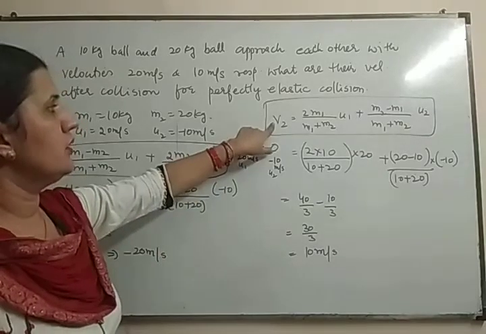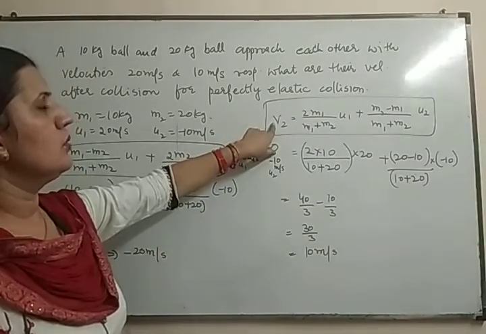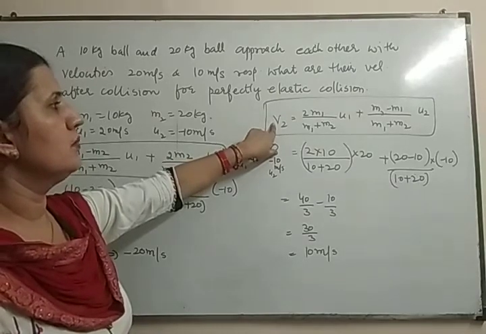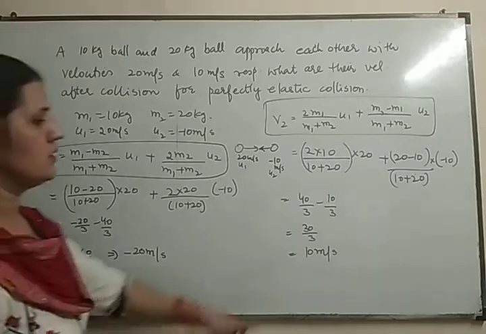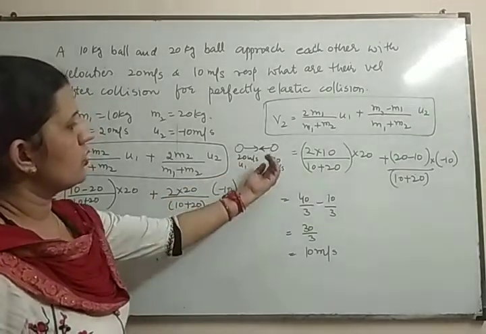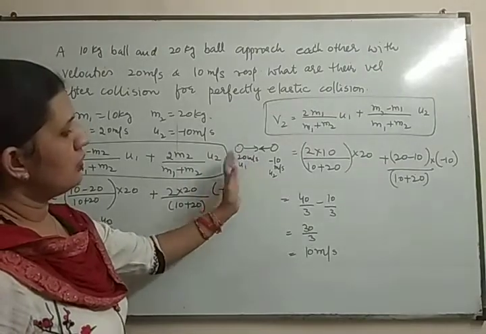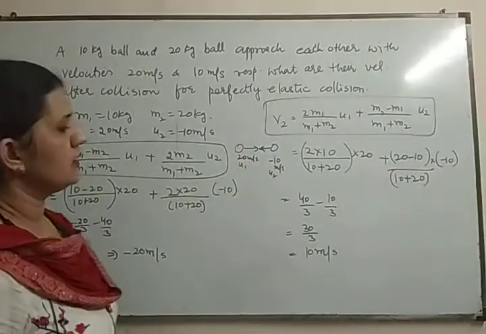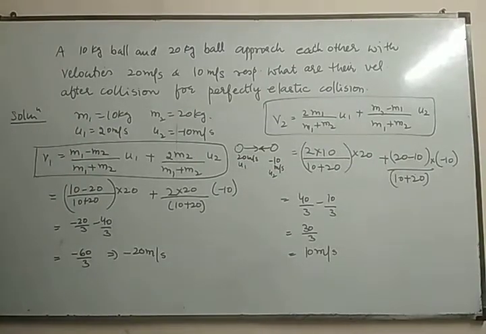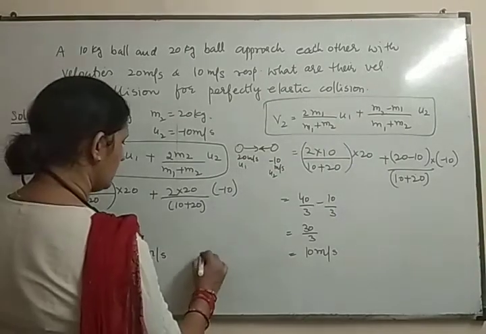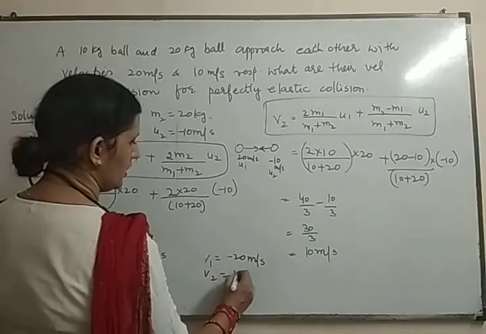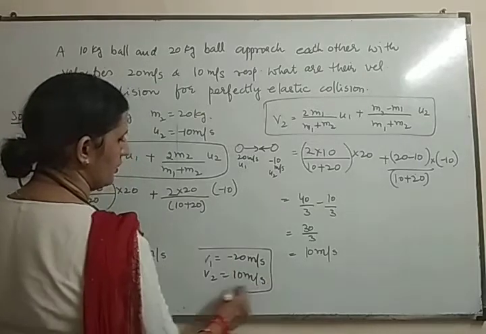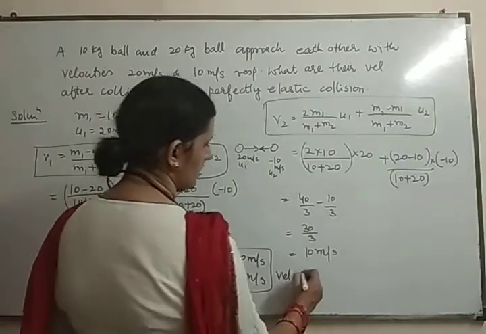For v2 the value is 2 m1 by m1 plus m2 into u1 plus m2 minus m1 divided by m1 plus m2 into u2. Put all these values. After putting these values you have the velocity v1. It means this object which was moving in this direction will also change its direction and will start moving in the reverse direction of its initial position. So write down the values: v1 is minus 20 meter per second and v2 is 10 meter per second. It means the velocities after collision get interchanged.